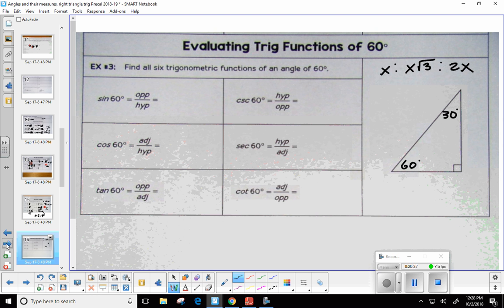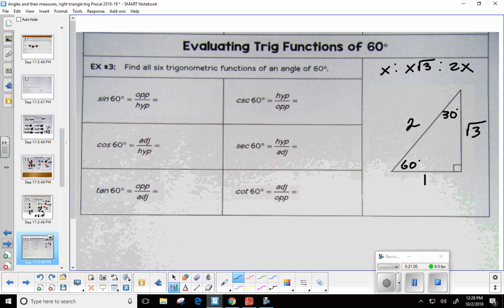Okay. So let's say x is 1. So this is going to be opposite 30, so this is 1. X square root of 3 is always opposite 60, so that's just square root of 3. And again, the hypotenuse would be 2, because 2 times 1. We're just saying x is 1 in this case. We're working with a very simple triangle.